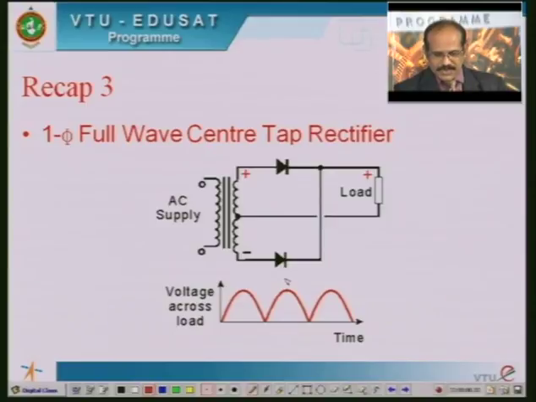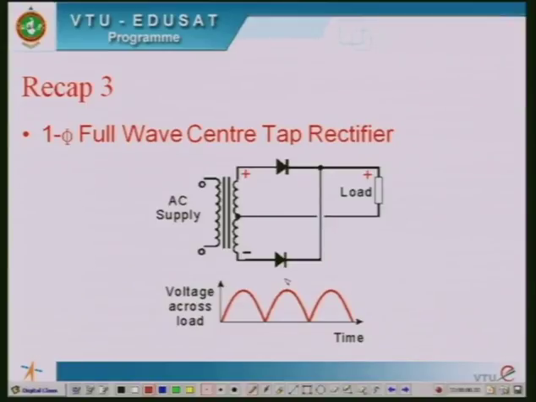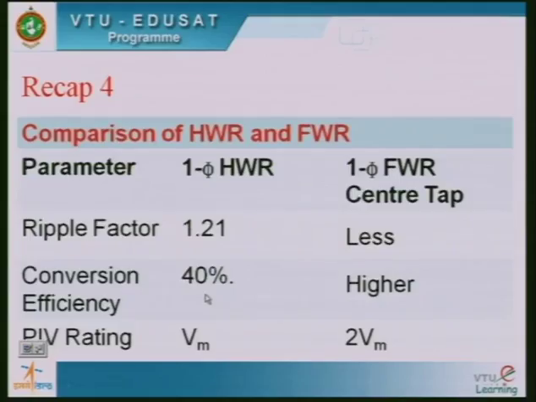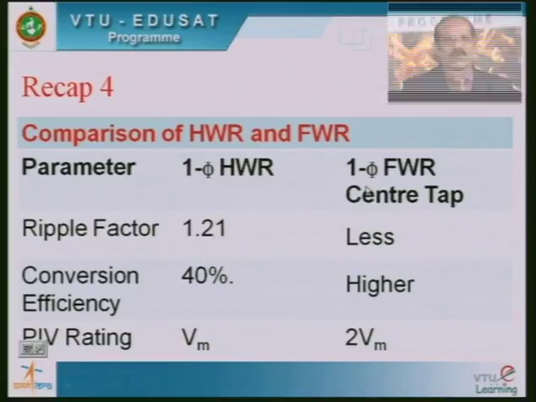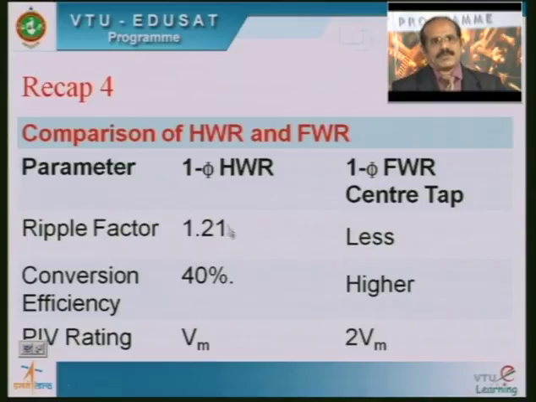So now friends, we have also seen the comparison of the half wave rectifier and full wave rectifier, and we compared a few important parameters. One is ripple factor, another is conversion efficiency, and PIV rating. In the case of the half wave rectifier, the ripple factor is more compared to the full wave rectifier. The full wave rectifier using center tap configuration has a ripple factor of 0.48.